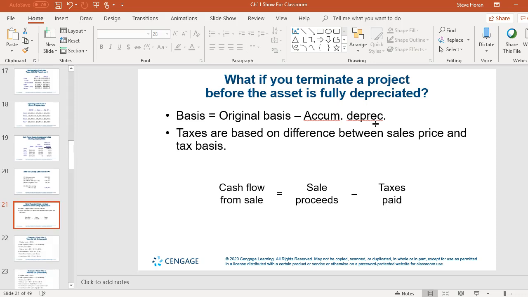It says, what if you terminate a project before the asset's fully depreciated? It's the same calculation. It's just that you will have some book value left over. So basis is original basis minus depreciation. So the basis was $240,000, then minus whatever depreciation we've taken is book value. So book value is just basis minus depreciation taken. Okay. And the cash flow is sales proceeds minus taxes paid.